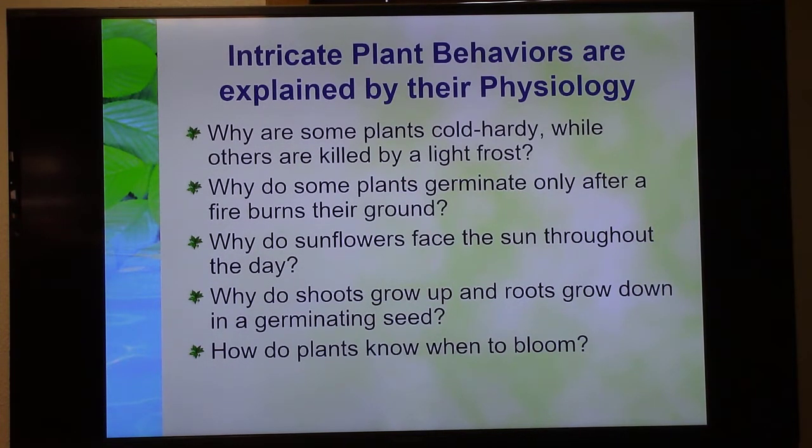Why do sunflowers face the sun throughout the day? Because they do. If you've ever had the opportunity to travel somewhere and seen an entire field, 100 acres of nothing but sunflower, they are all pointed the same direction. If you come back later that day, they are all pointed in a new direction. But they're all together on it. How is that possible? Why do shoots grow up and roots grow down?